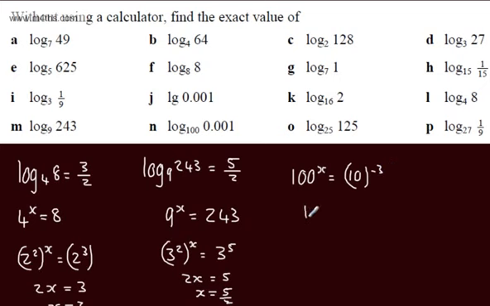So if we think about this now, this is going to give us 10 squared to the power of x is going to be equal to 10 to the power of minus 3. So using the rules of indices, 2x is going to be equal to minus 3, and x is going to be equal to minus 3 over 2. This one right here, what power is 25 raised by to get 125? Well, we would take the square root and cube it.